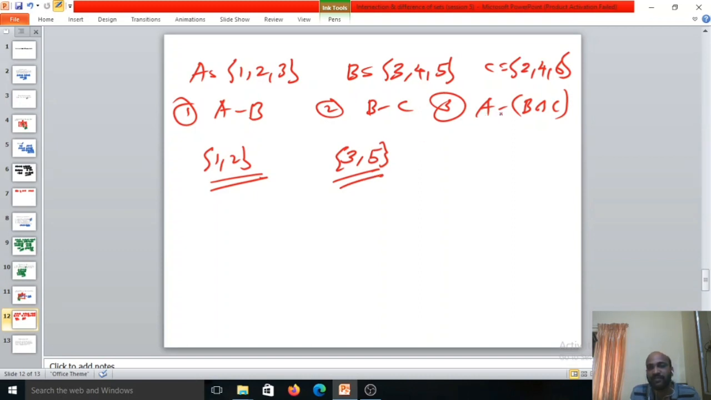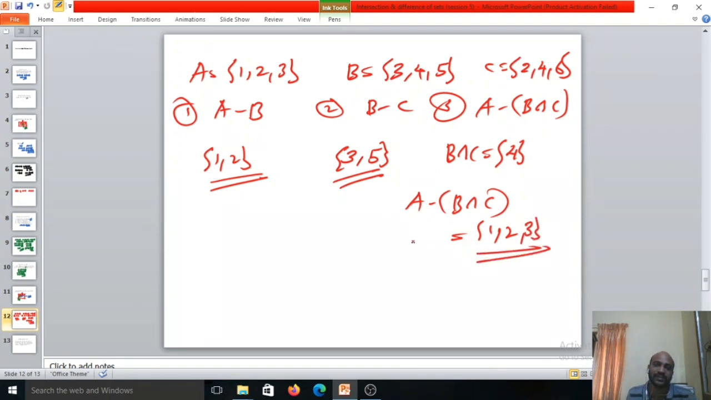For finding A minus B intersection C, first you have to find B intersection C, meaning the common elements of B and C. Only one element is common, that is 4. Then A minus B intersection C means elements in A not in B intersection C. So A minus B intersection C is equal to 1, 2, 3. 2 is not in B intersection C, and in the same way, 3 also is not in B intersection C.